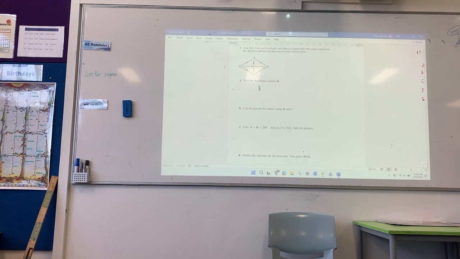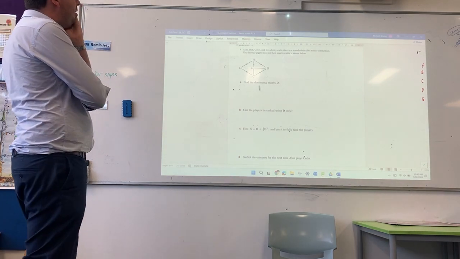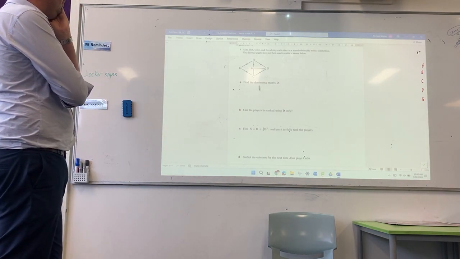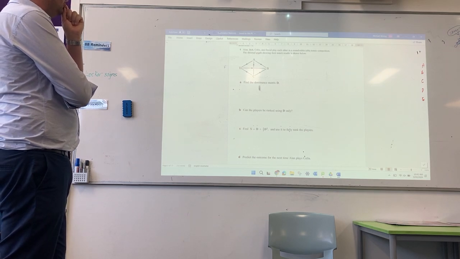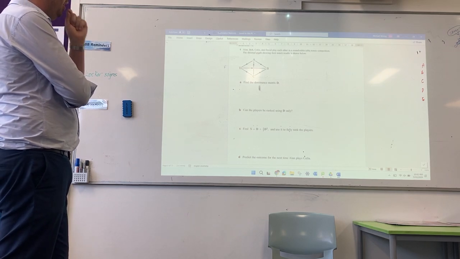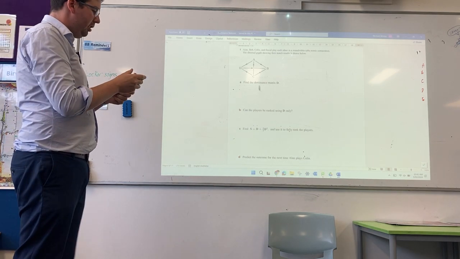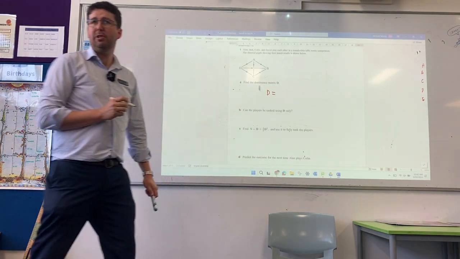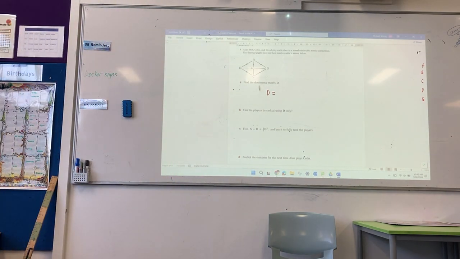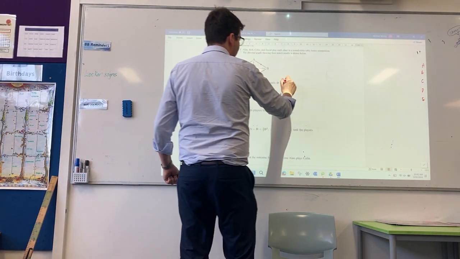Let's look at Alan, Bob, Colin and David, who are playing in a round-robin table tennis competition. This directed graph shows their results drawn below. First question: find the dominance matrix D. What is the size of our dominance matrix going to be? 4 by 4, correct.